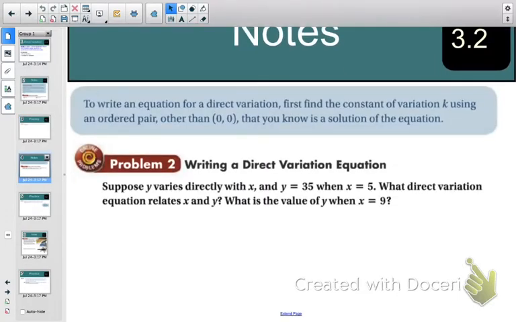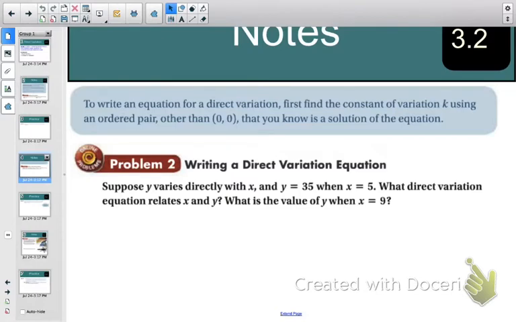Alright. To write an equation for direct variation, first find the constant of variation k using an ordered pair other than (0, 0). So let's look at this. It says, suppose y varies directly with x. When y equals 35, x is 5. What direct variation relates x and y?